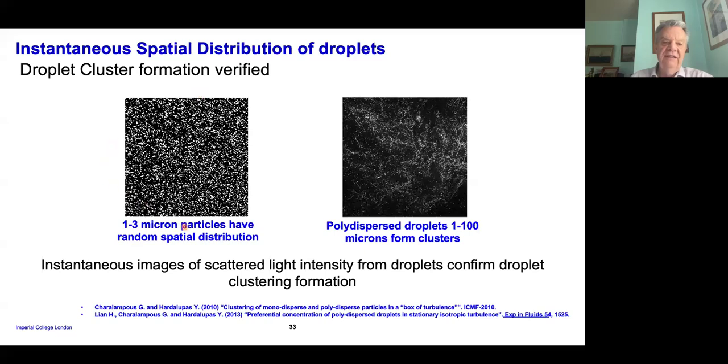And to verify that when you have very small particles, you do have a random distribution in space, this is the image that you get for very small seeding particles. And when you have larger droplets, you do see eventually clusters being formed, which are distinctly concentrated in certain regions and have voids in others.